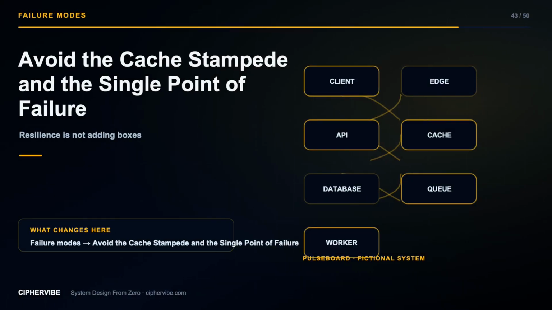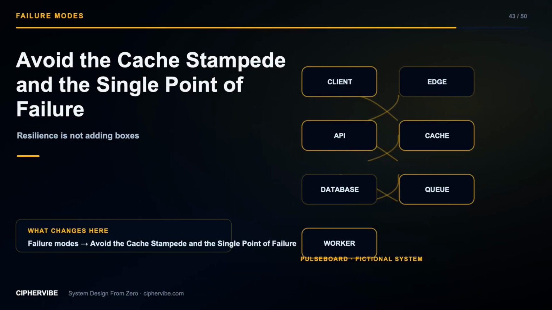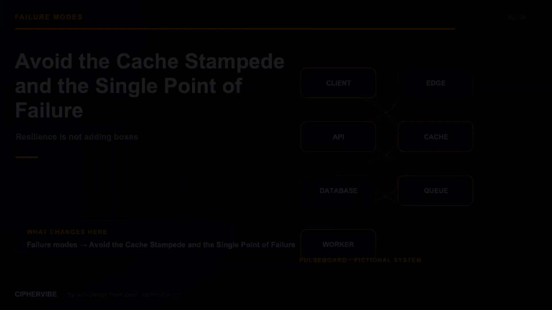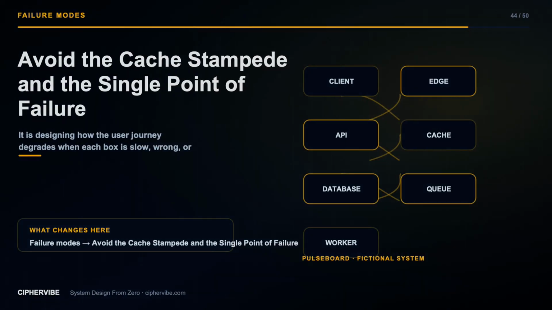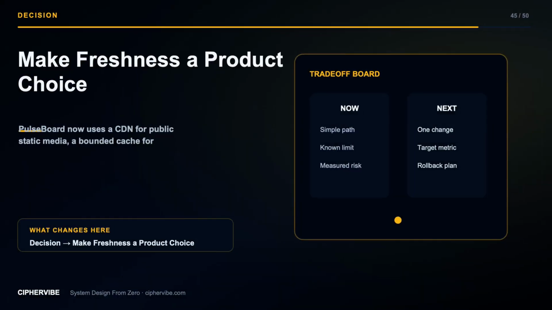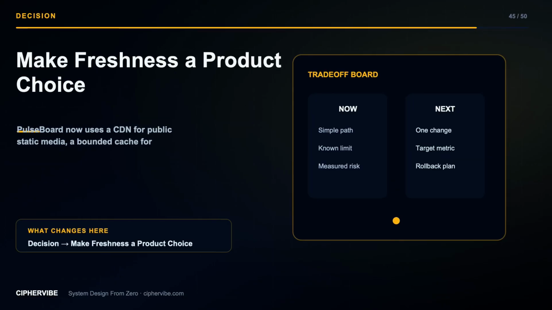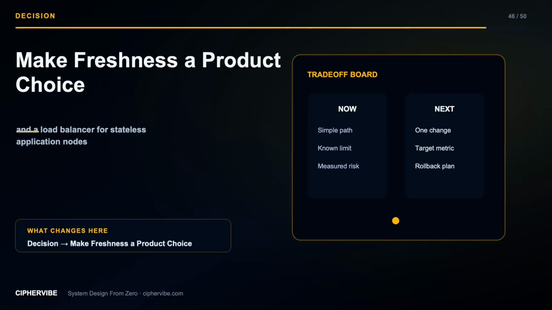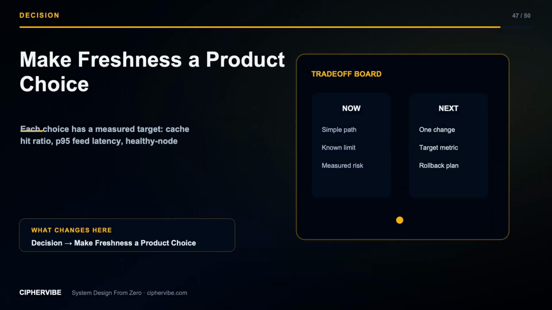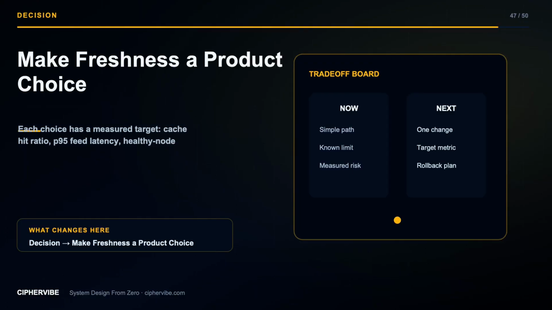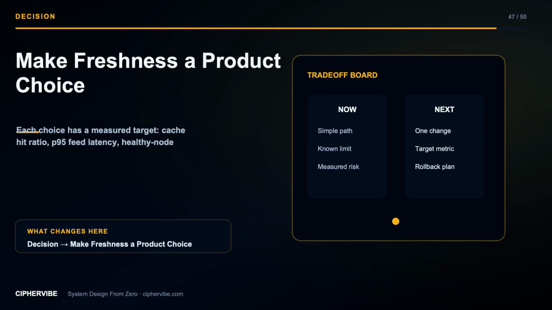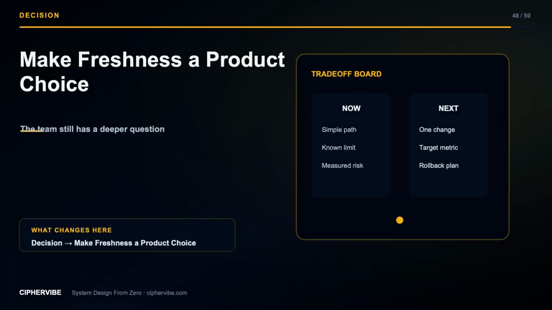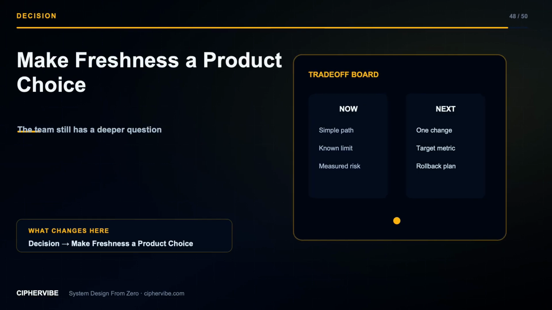Resilience is not adding boxes. It is designing how the user journey degrades when each box is slow, wrong, or gone. PulseBoard now uses a CDN for public static media, a bounded cache for high-read feed views, and a load balancer for stateless application nodes. Each choice has a measured target: cache hit ratio, P95 feed latency, healthy node count, and stale window duration. The team still has a deeper question.